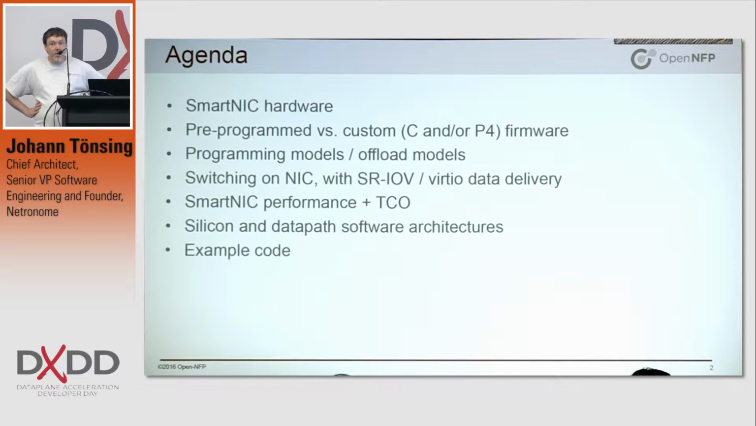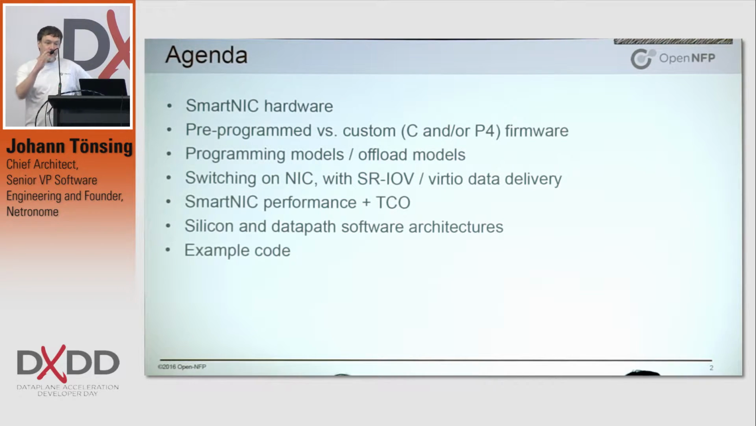We'll spend some time on different kinds of data paths. There are pre-programmed data paths that are ready to go. You just plug in a card in your server, load a few drivers, and you can already get the benefits of a SmartNIC that way. There's the option to go and develop firmware yourself in a variety of languages. C you may be familiar with. P4 is a new language, emerging, specific to the domain of networking. There are even hybrids of these that we'll also get into.